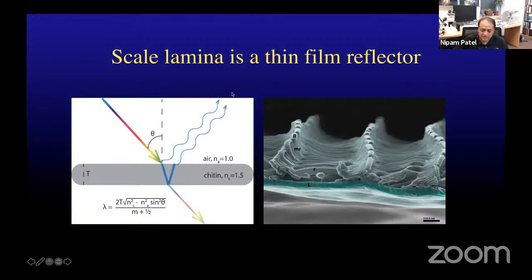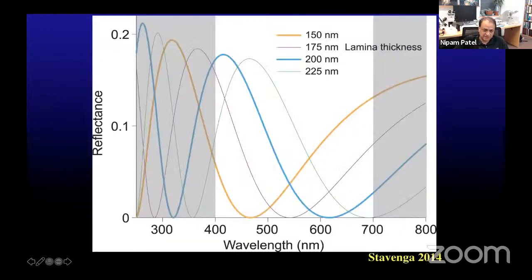But in the case of these blue scales, that layer was just the right thickness to create constructive interference of blue light. So there was a nice modeling paper that had come out already showing that if you had lamina of various thicknesses, you would in fact be able to make different colors like that. But the question was, well, how did they get to be blue? Where did they start from?